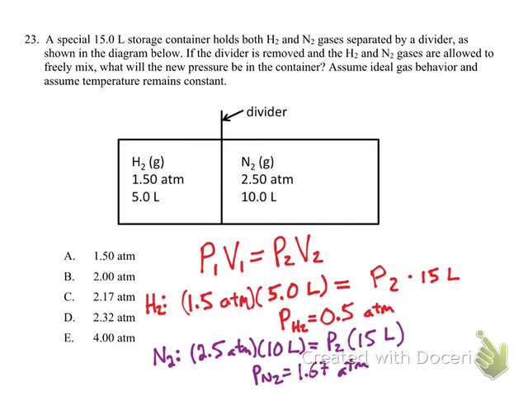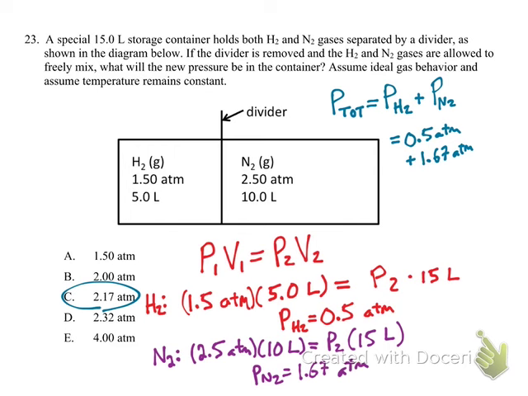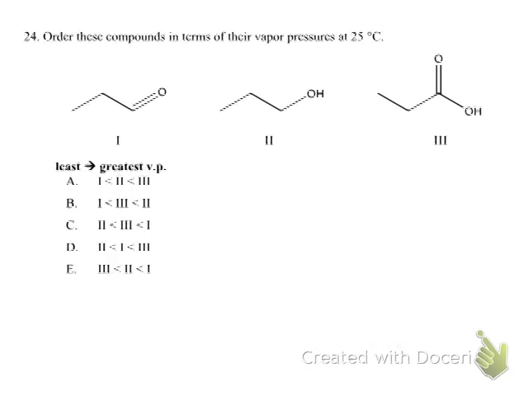There's just one more thing that we have to do. We have to find the total pressure. So just remember that total pressure of a mixture of gases is going to be equal to the sum of the partial pressures. So in this case, if we add the partial pressure of H2 and the partial pressure of N2, we'll get the total pressure. So when we do, we end up getting 0.5 atmospheres plus 1.67 atmospheres, which gives us 2.17 atmospheres.